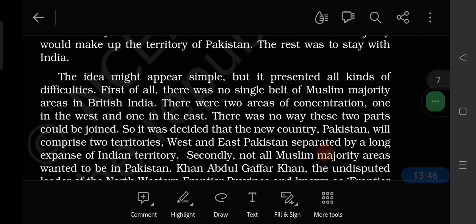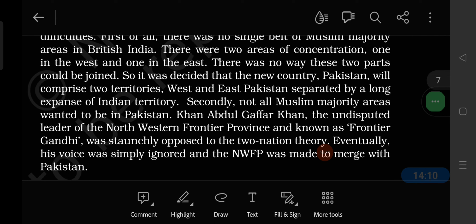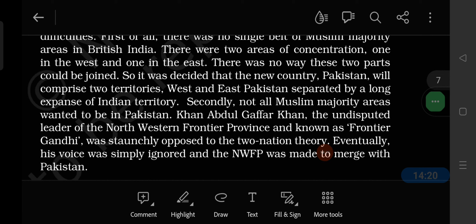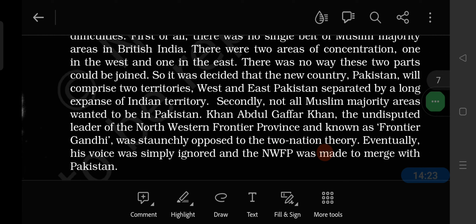First, there was no single belt of Muslim majority areas in British India. There were two areas of concentration, one in the west and one in the east. So the majority Muslim areas were in two places, one in the western side and the second in the eastern side, known as East Pakistan and West Pakistan. So that was the first challenge in the process of partition of India and Pakistan.